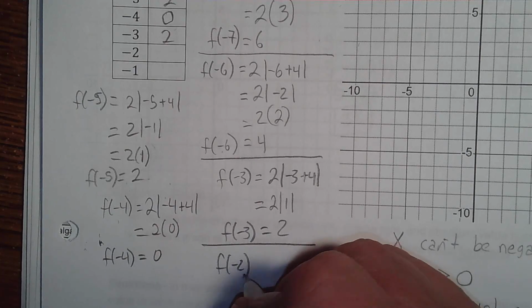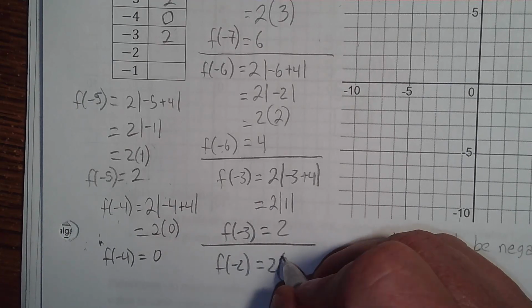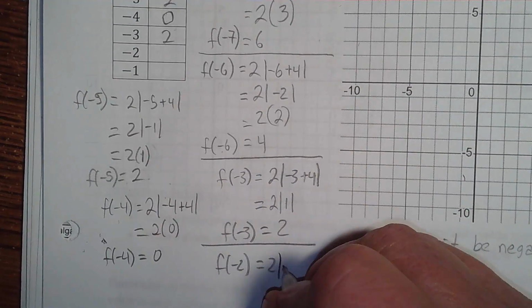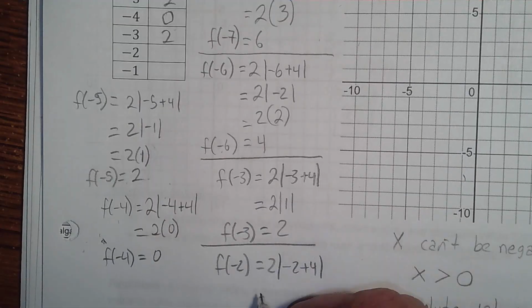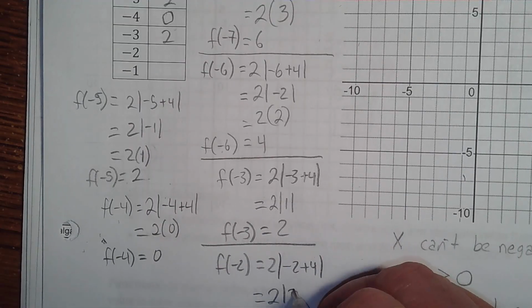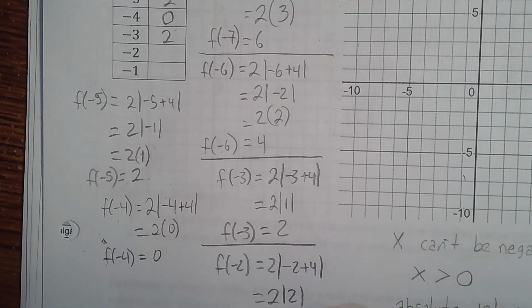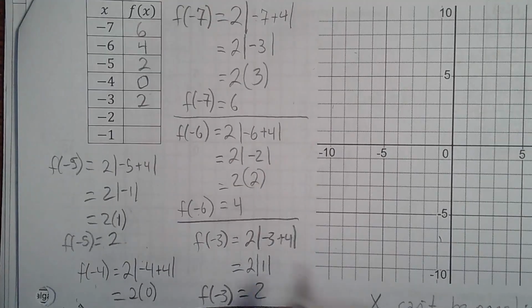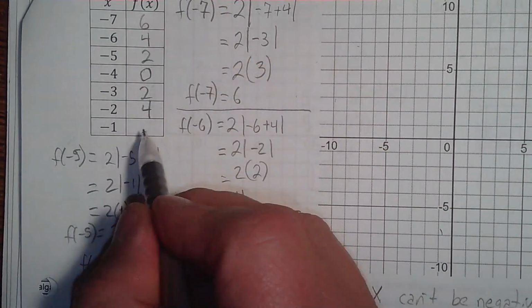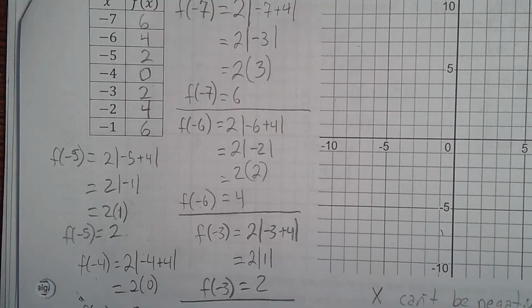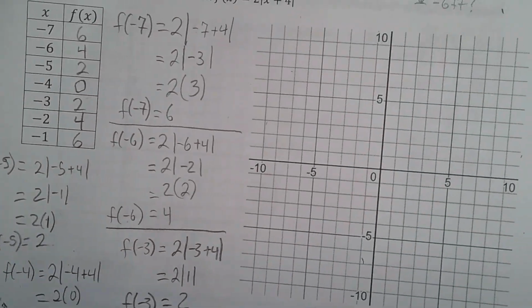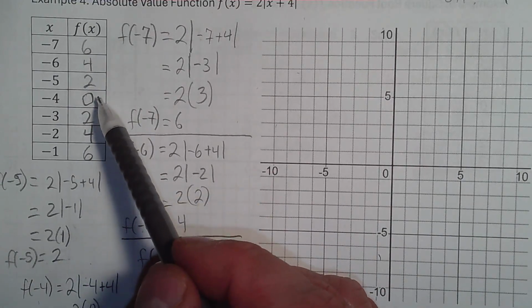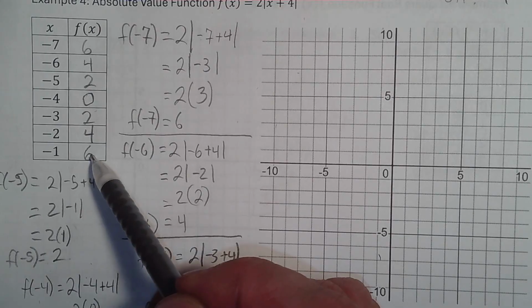f of -2 is equal to 2 times the absolute value of -2 plus 4, which winds up being 2 times 2, which is 4. f of -2 is 4, sorry. And we'll put this here. And then for this one, it does wind up being 6, if you plug that in. And so this does have kind of an interesting shape to it. So it looked like it was just going to continue to decrease by 2s, but then here it starts increasing again.